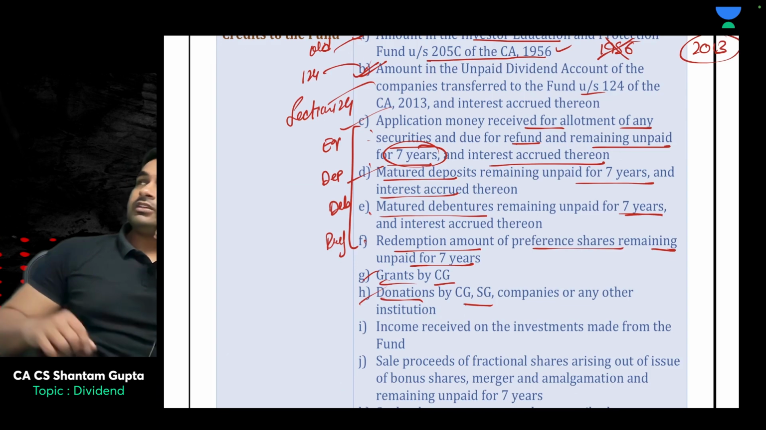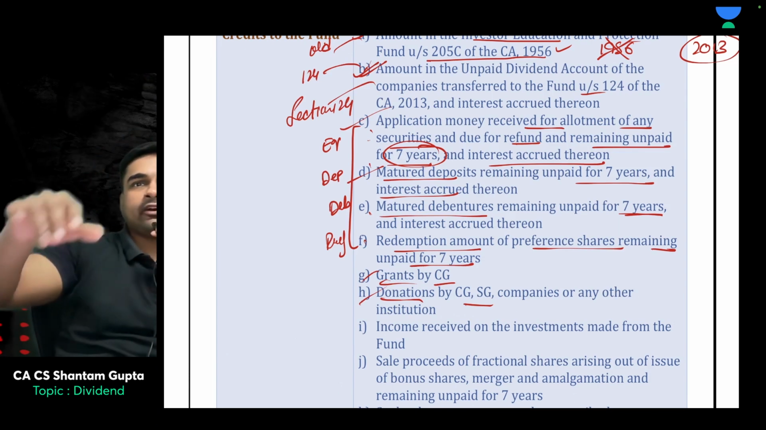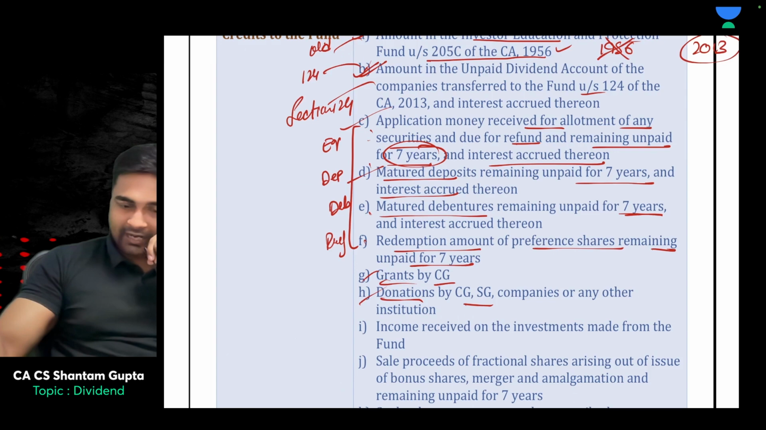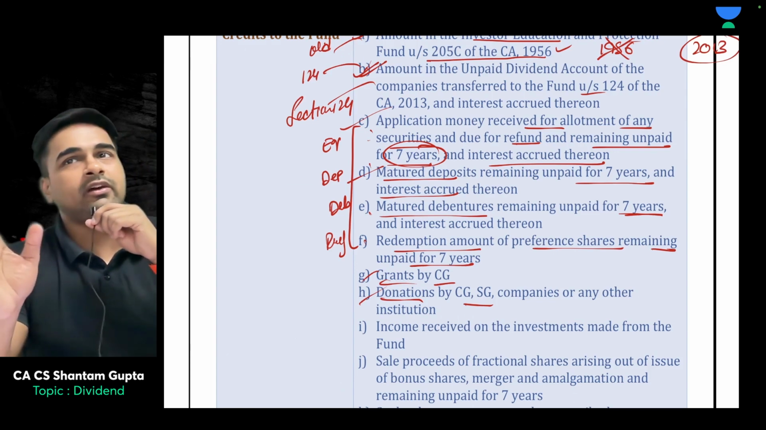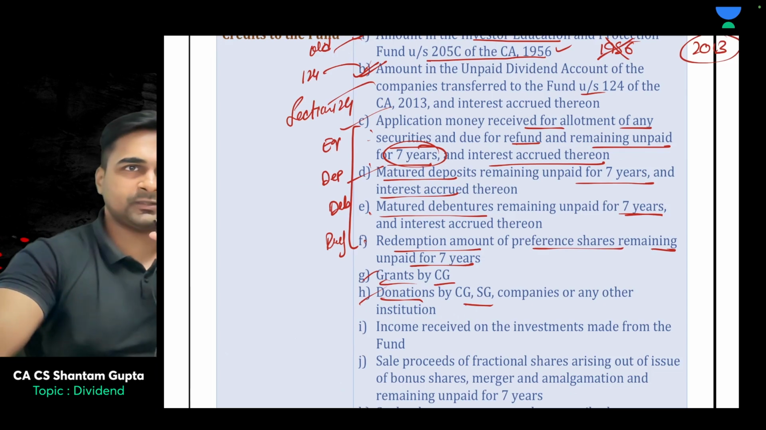Like, sir, set up a new area in your school as a playground with a shed. I am giving you a grant of 10 lakh rupees. Grant is always with a definite purpose. But donation does not have a specific purpose. Donation never has a specific purpose. Grant has a specific purpose.